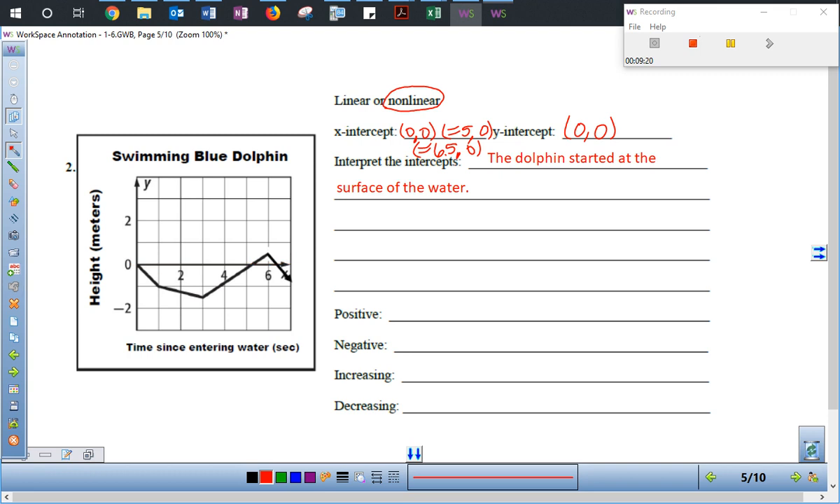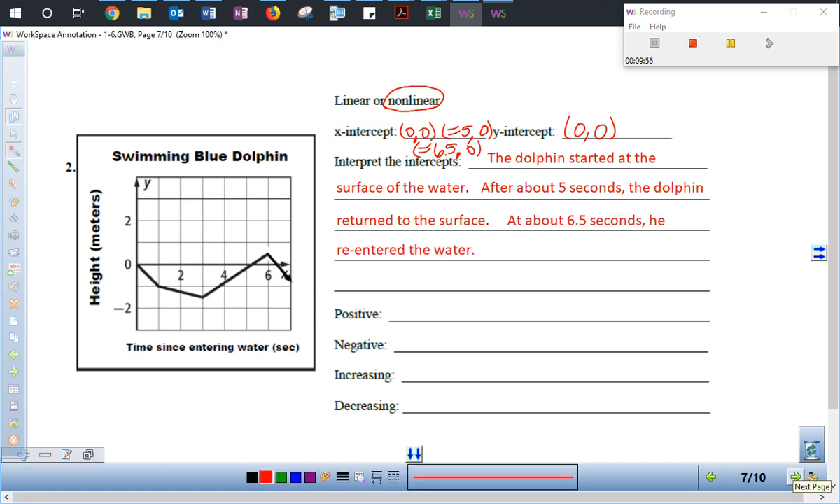Now the next intercept is this guy right here at about 5 seconds. So at about 5 seconds, we know that the dolphin is at the surface of the water again. So that's what we need to say. After about 5 seconds, the dolphin returned to the surface. And our third intercept right here, again, the dolphin is re-entering the water, because we know that he jumped out here and came back in. So just at that point, at about 6.5 seconds, he re-entered the water.